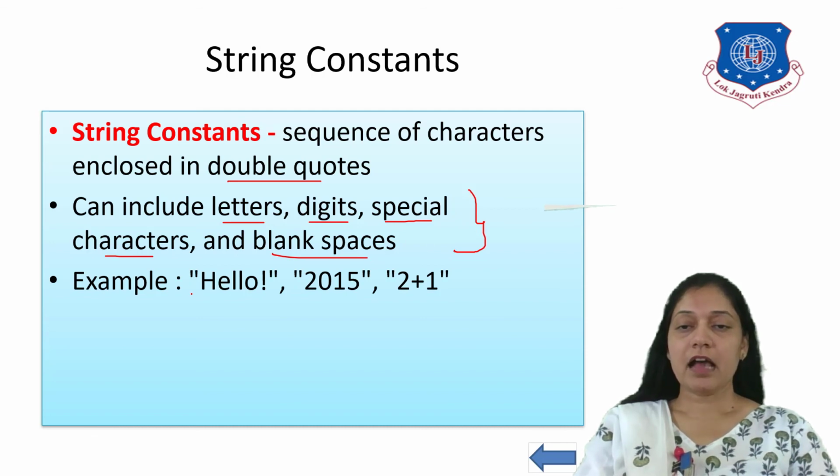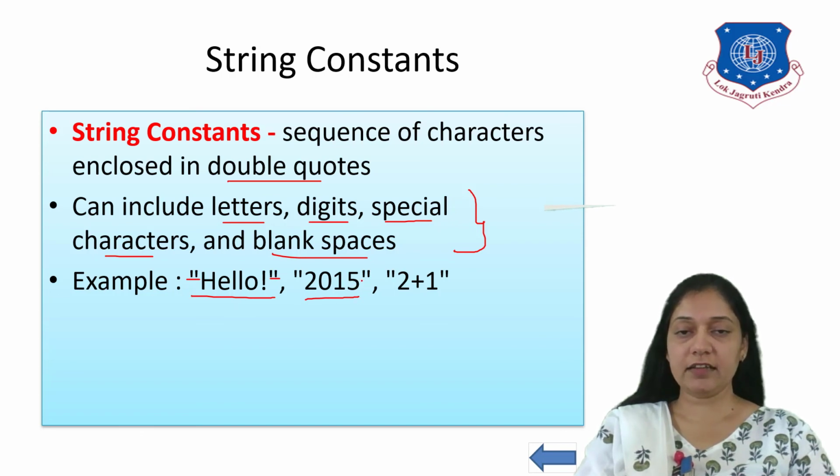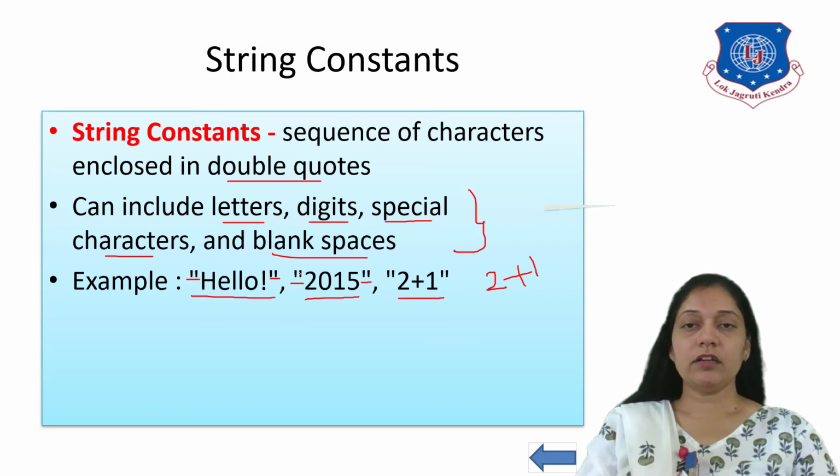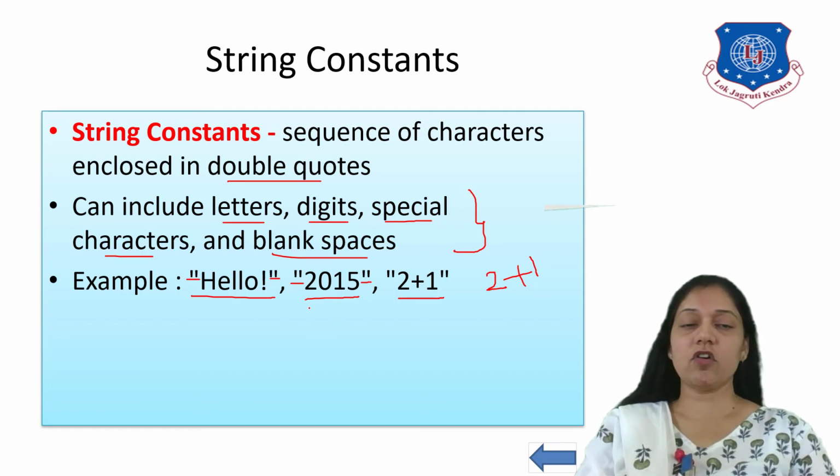Say for example, I have a string constant Hello, small or capital letters, with an exclamation mark, that is a special character which is available on my keyboard. And the main thing is this string should be enclosed in double quotes. Similarly, I can have 2015 as my string, which consists of all numbers. Again, it is enclosed in double quotes. Similarly, when I write 2 plus 1 in double quotes, it will not be displayed as 3, but it will be displayed onto the screen as 2 plus 1 itself. So this was all about constants, either character constants or string constants in your program. Thank you.